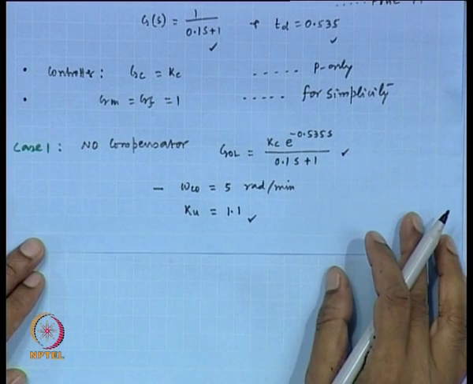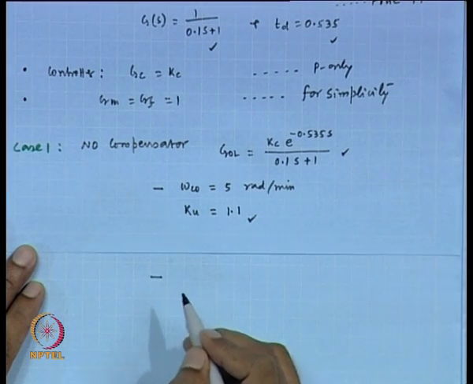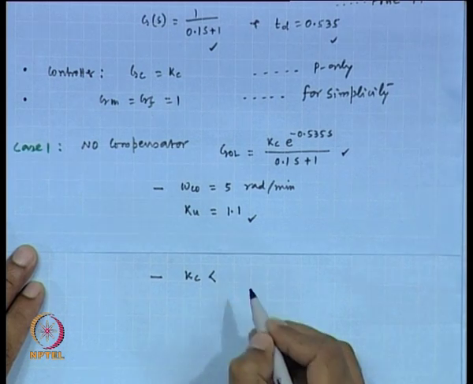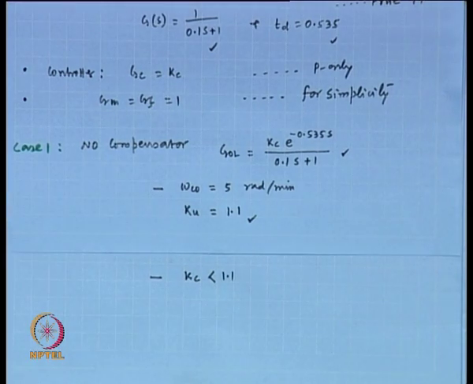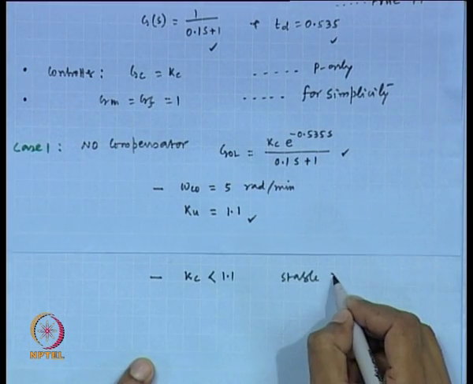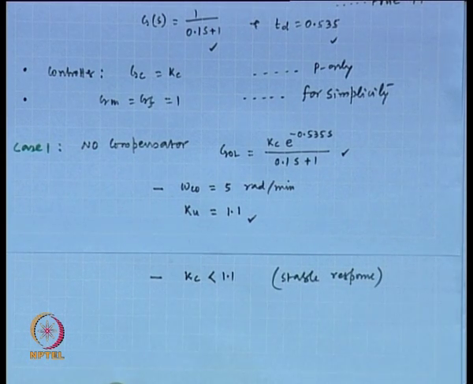Fine, because this is the ultimate value at which we get sustained oscillation. So, for stability Kc should be less than 1.1. For stable response, we have to select Kc lower than 1.1.